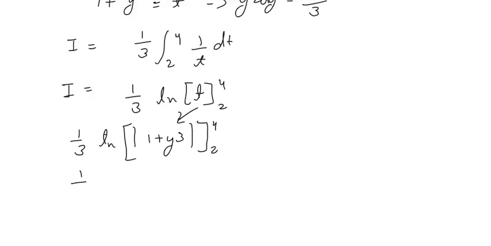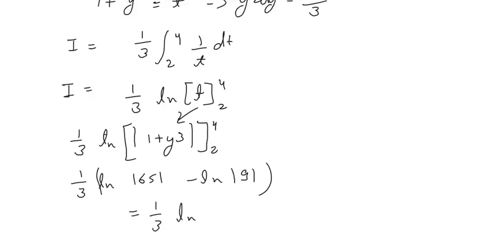Now 1 upon 3 log of 65 mod minus log of mod 9 is equal to 1 upon 3 log of 65 upon 9. Here is the solution of the given function.